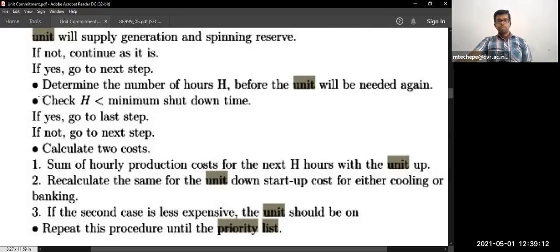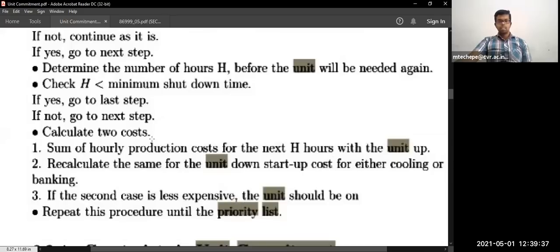Next step, check whether H, that is the number of hours, is less than the minimum shutdown time. Check whether capital H is less than the minimum shutdown time. If yes, go to the last step. If not, go to the next step.